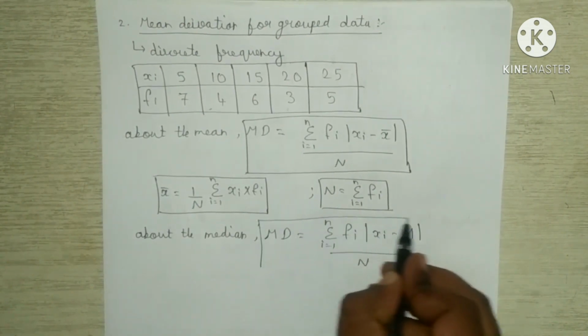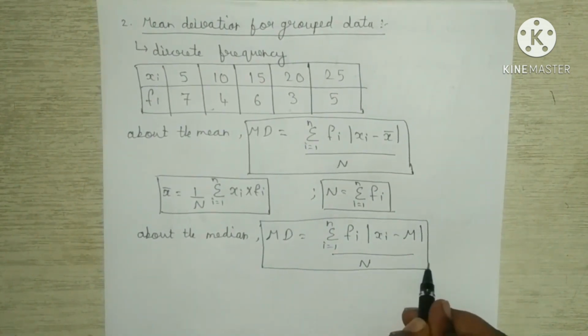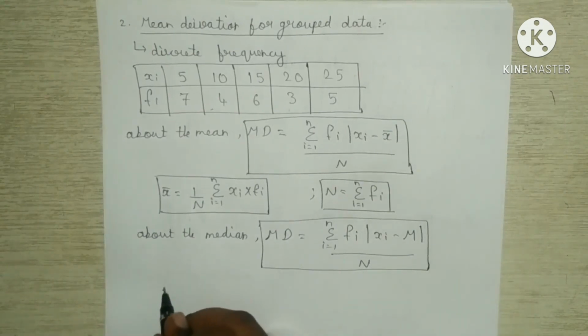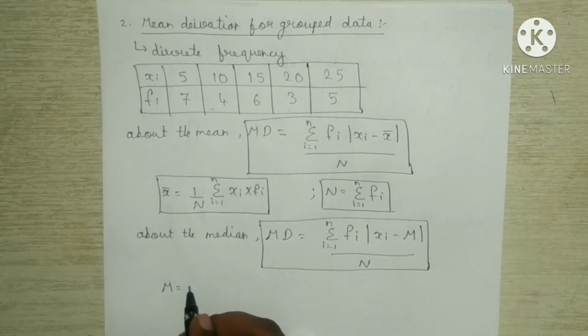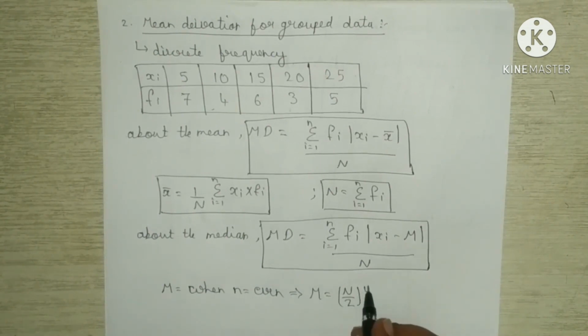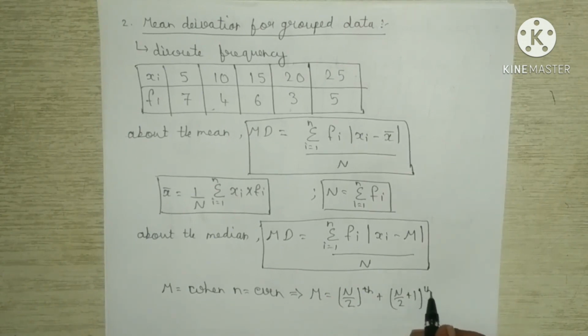You have to use this formula only when x and f are asked in the question. If only x is asked in the question, you need to use the mean deviation formula for ungrouped data. Now here you need to find M. M is nothing but the median. When n is equal to even, M is equal to the (n by 2)th term plus the (n by 2 plus 1)th term, all divided by 2 observation.